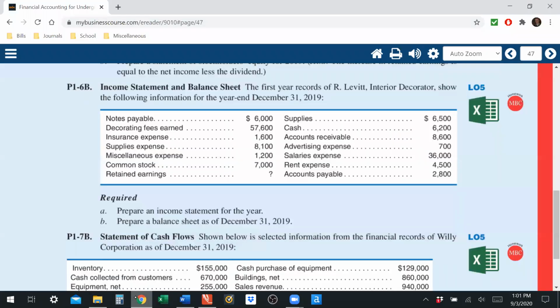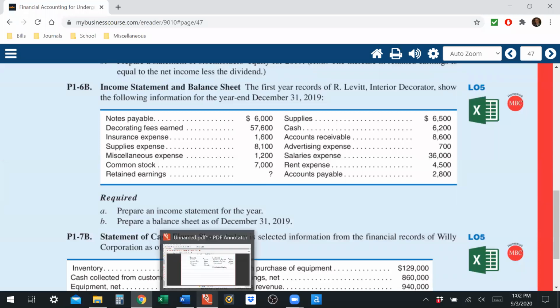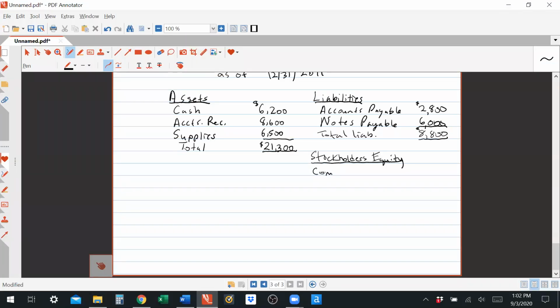All right, stockholders' equity, we have our common stock at the end of the year has a $7,000 balance. At the beginning of the year, it had zero balance. All these accounts had zero at the beginning. This is the first year of business. Retained earnings at the end of the year, we don't know. We have to figure it out. At the end of the year, retained earnings has a balance of, and then we got to get our total stockholders' equity.